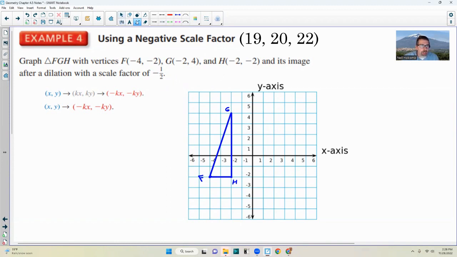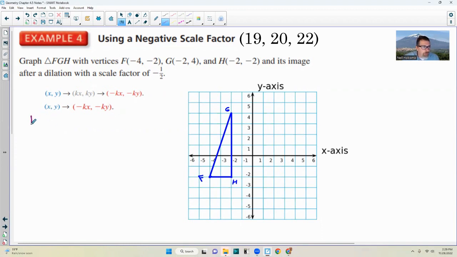So what we're going to do now is scale it by a factor of -1/2. I brought the rule over. It's (x, y) becomes (k times x, k times y), which is then going to be (-k times x, -k times y). You don't need to do this middle piece. You just need this part. All right, do it in one step.